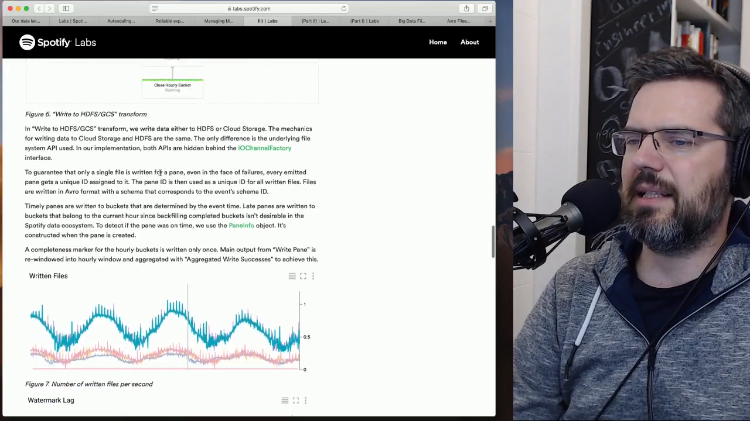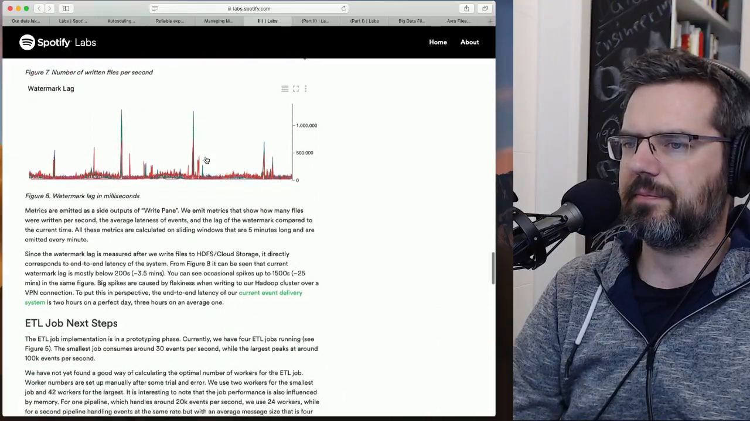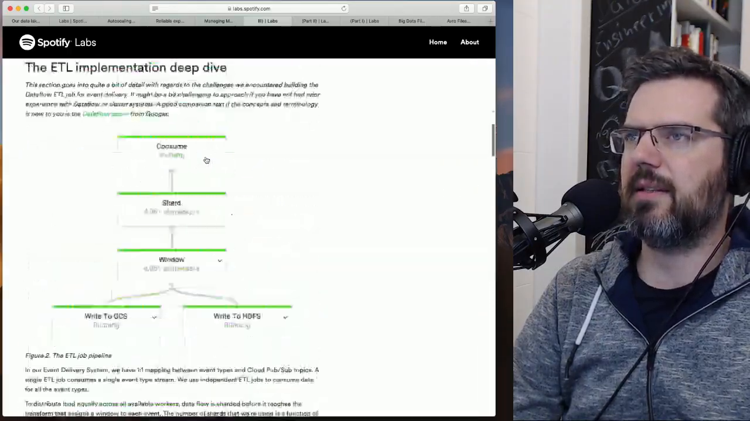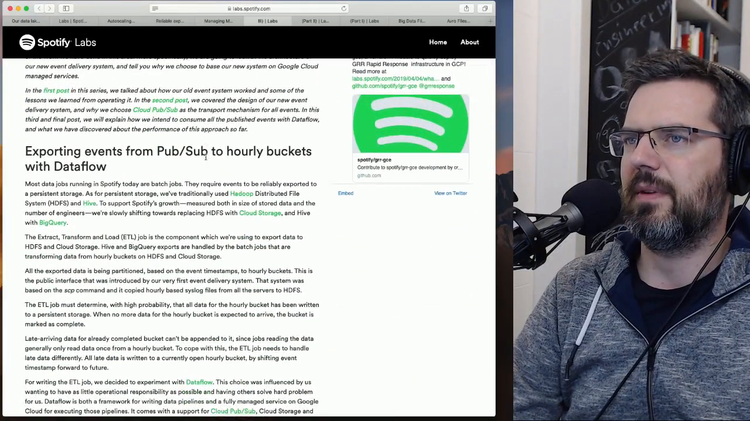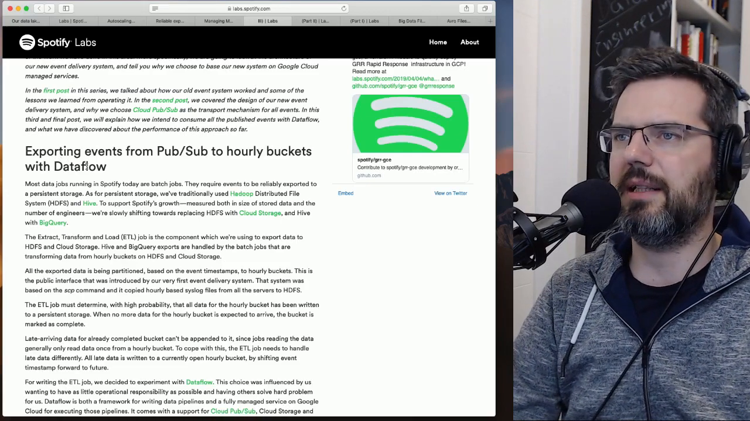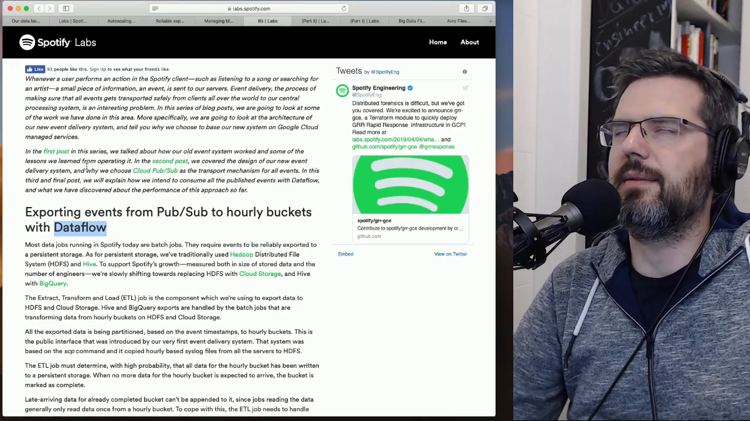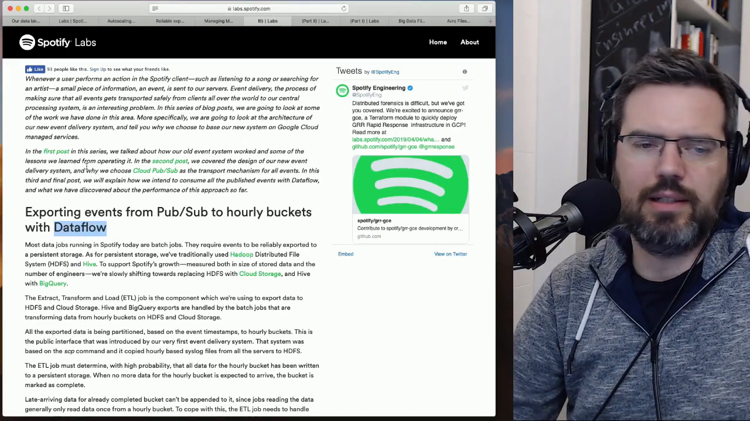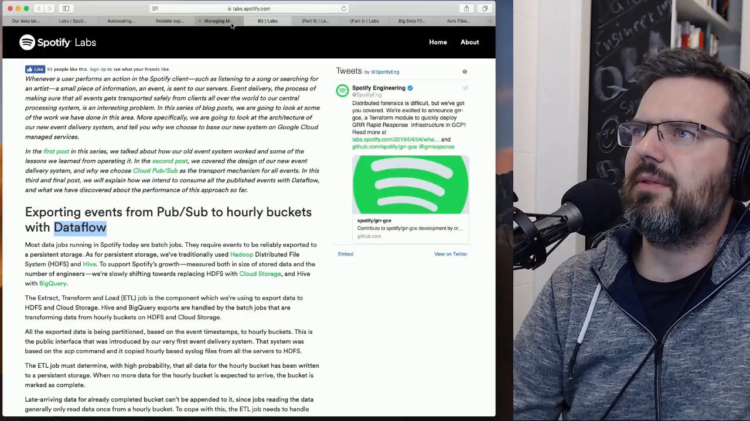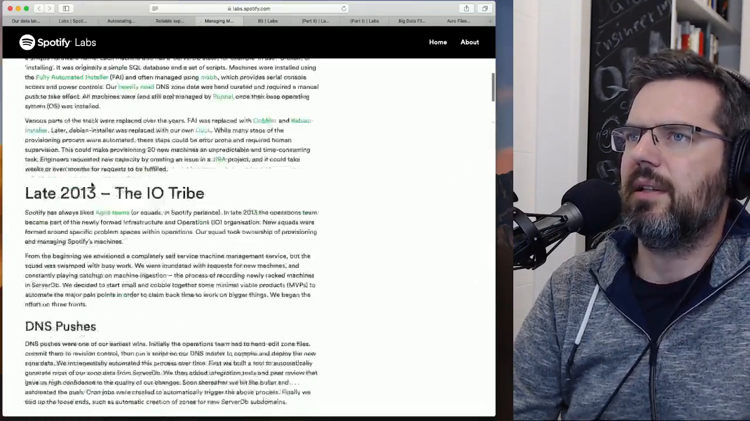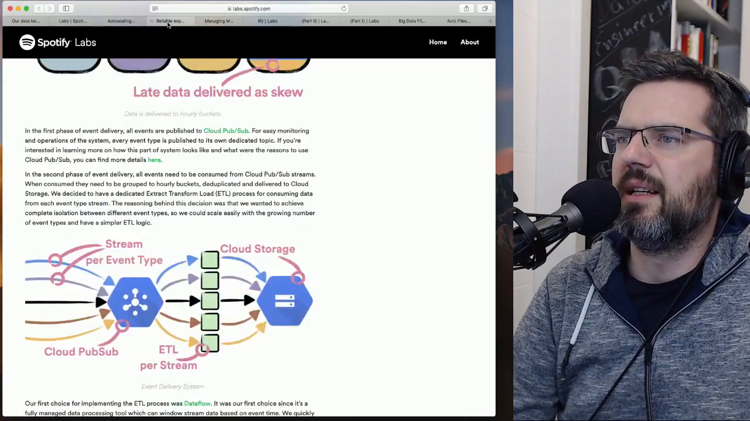Yeah, so it's a bit more complicated than the first few here, but if you're into Google Cloud Platform and Dataflow, this is a nice use case for that, that you can check out. They have some other interesting topics here. This is not so much managing machines at Spotify. This is an older thing.